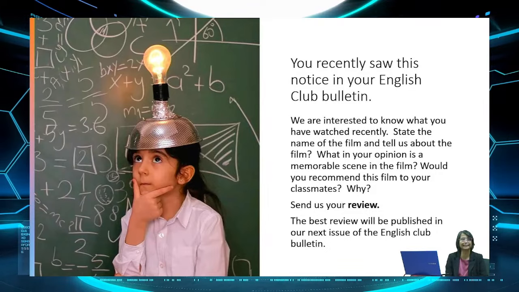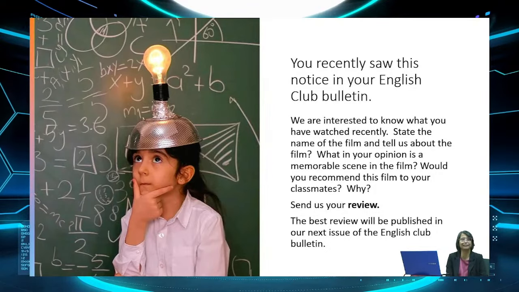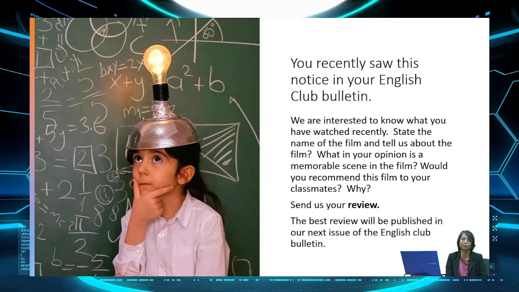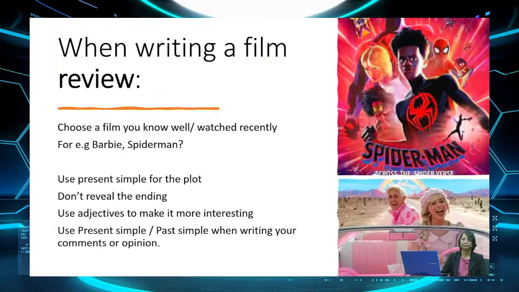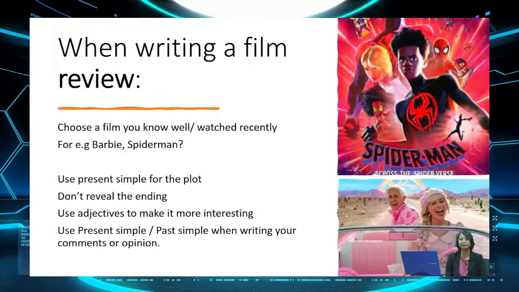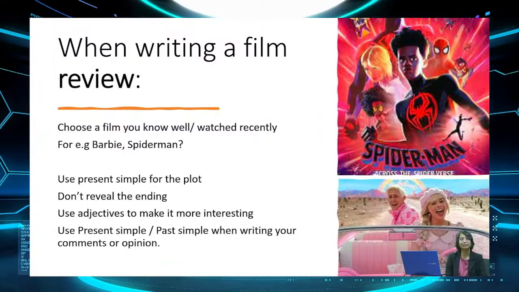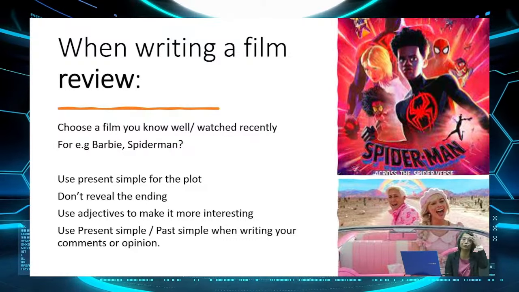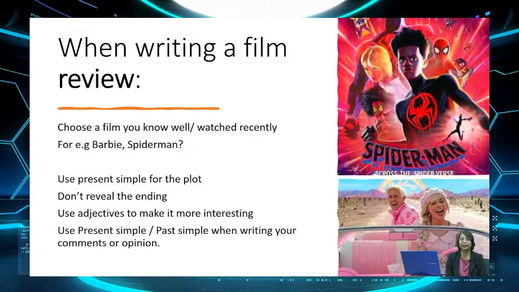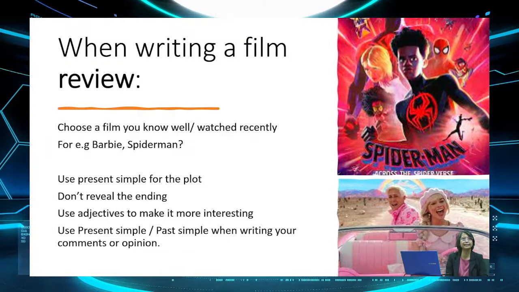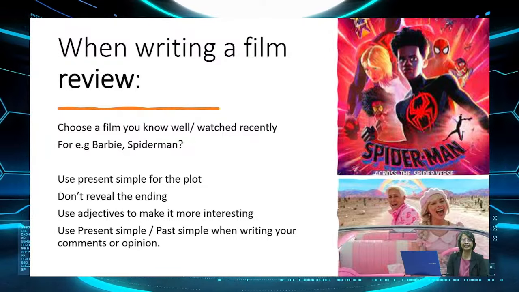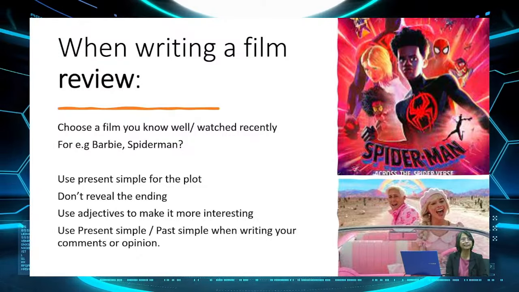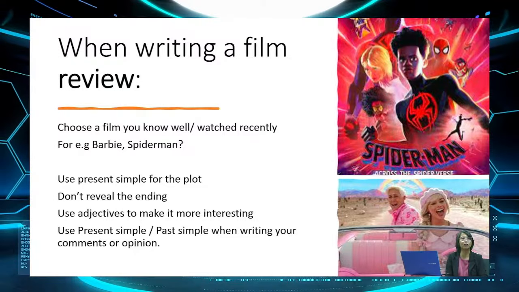If you look at this, you might see that it sounds familiar because it is actually improvised or adapted from your textbook, Full Blast textbook Form 4. Let's have a look. So when you're writing about a film, you can choose what is actually common now. I have chosen Spider-Man and Barbie. You can also choose one of them. And for a review, you need to write in the present simple. Don't reveal the ending, and use adjectives to make it more interesting. For your comments or opinion, you are allowed to use present simple or past simple.